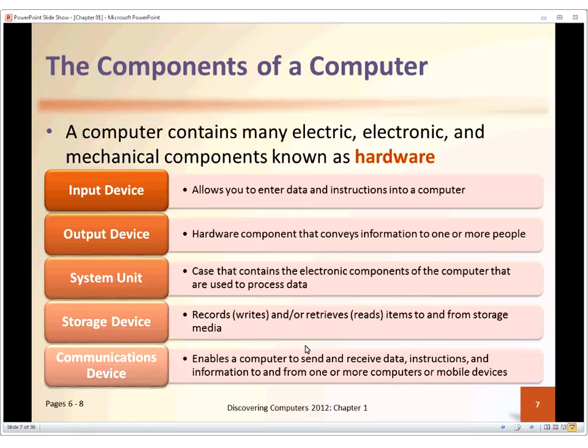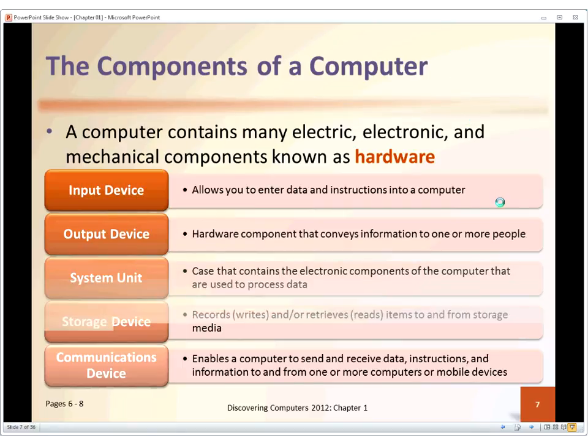So early computers were not networked together. You had to record your information on a retrievable, removable media, like a floppy disk or some kind of device, and then transport that to another machine in order to share. So communication devices were added a little bit later in the history of computers.